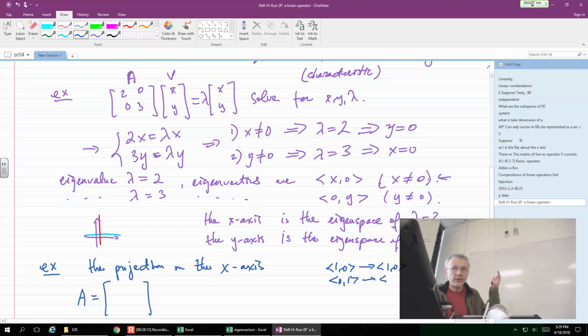Projection on the x-axis. 0, 1. What is it? 1, 0. No. 0, 0. So the matrix is 1, 0, 0, 0.